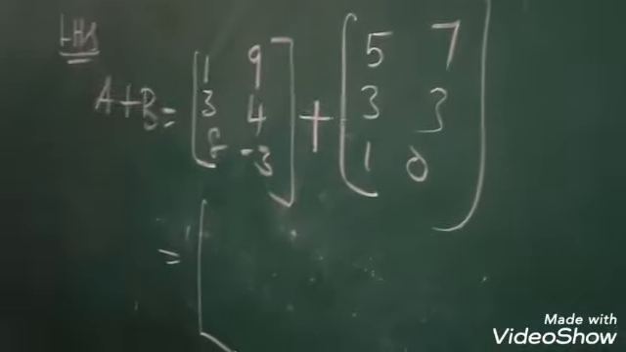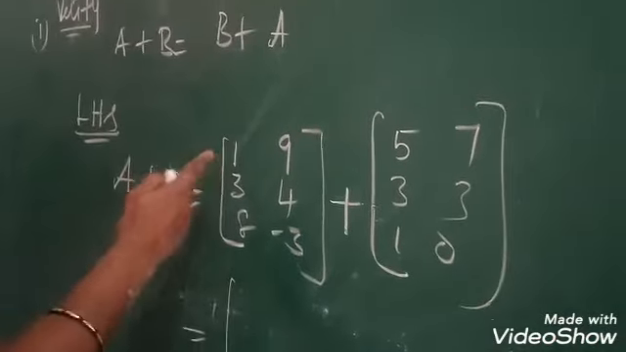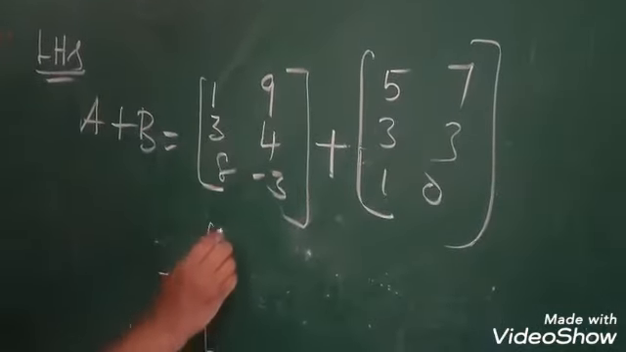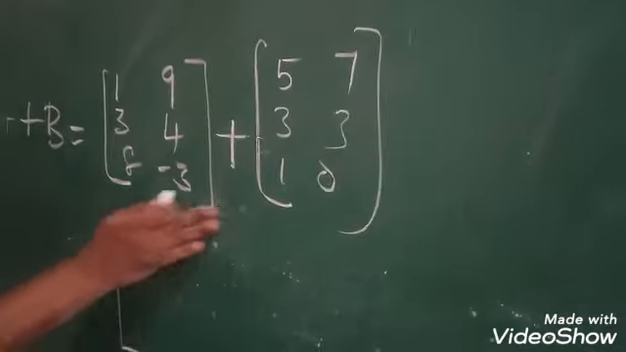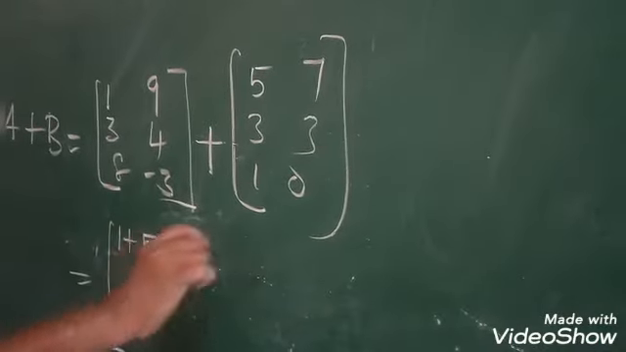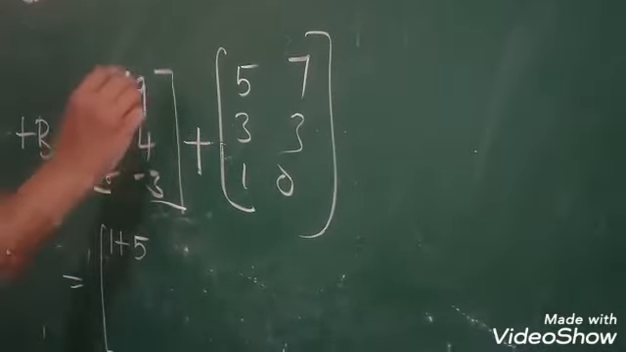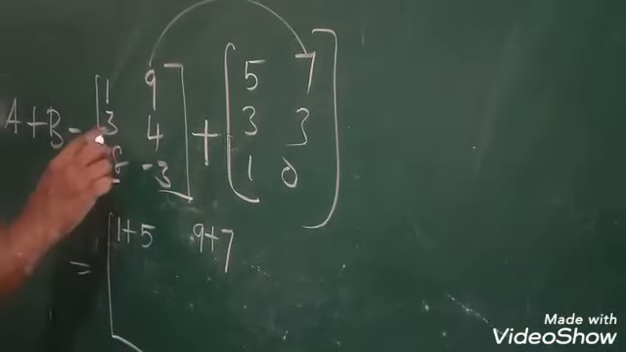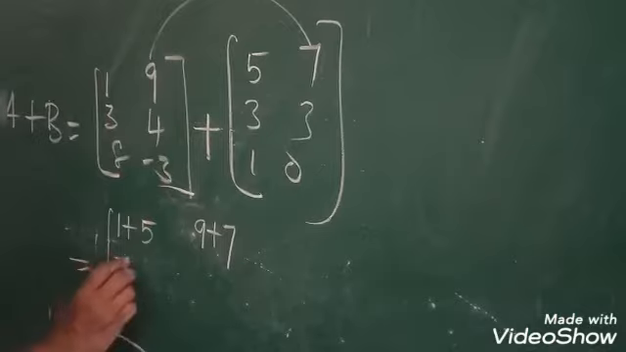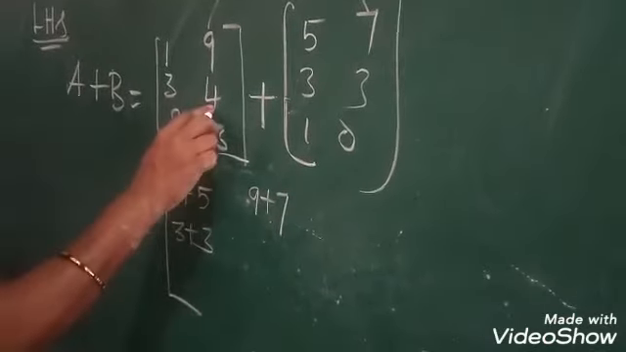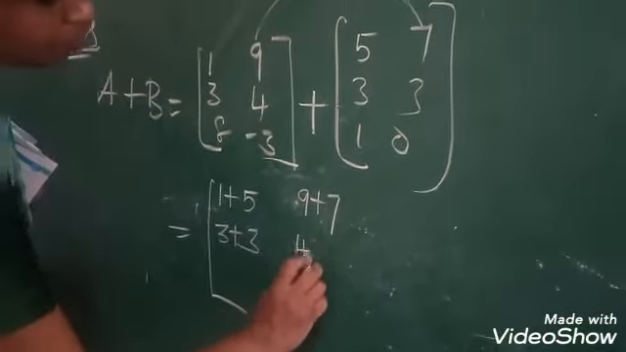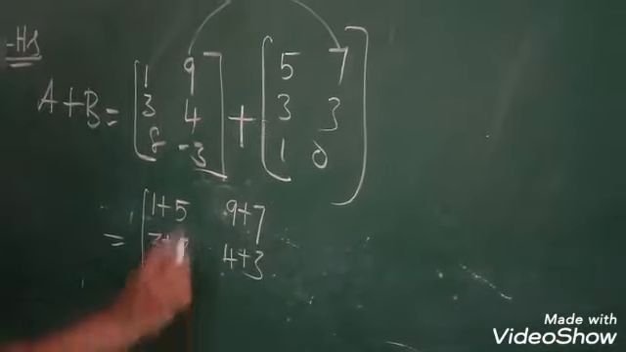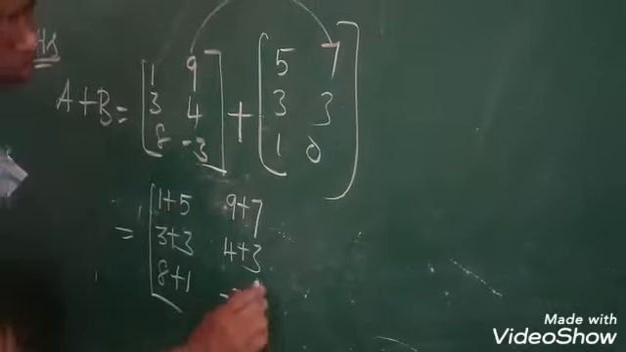Now you have to add the elements. The first element of the first matrix is 1, and here the first element is 5, so 1 plus 5. The first two sums you have to do elaborately; afterwards you can do it in your mind. Then the second element is 9 plus 7. Second row first element 3 plus 3, second row second element 4 plus 3. Then 8 plus 1, and minus 3 plus 0.